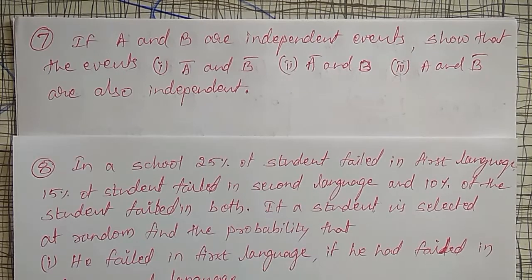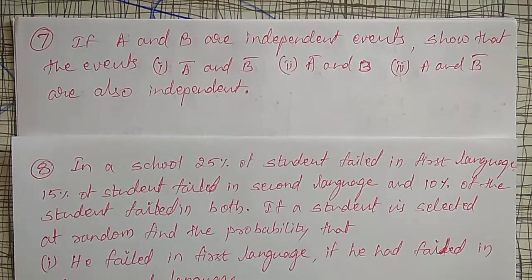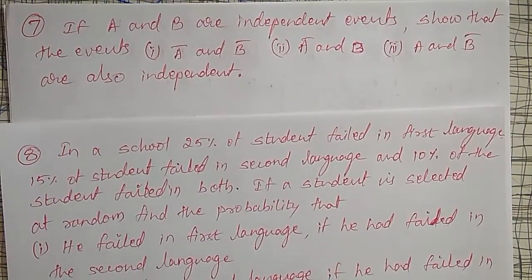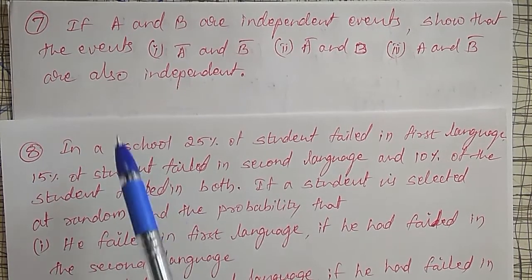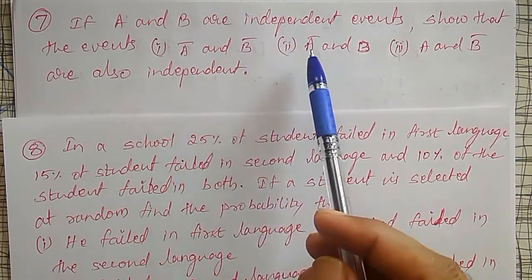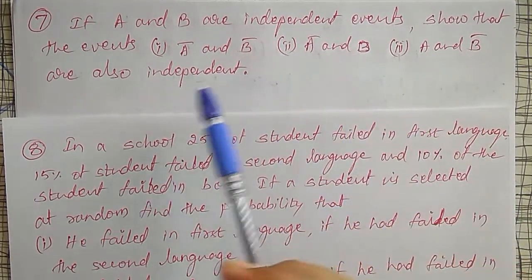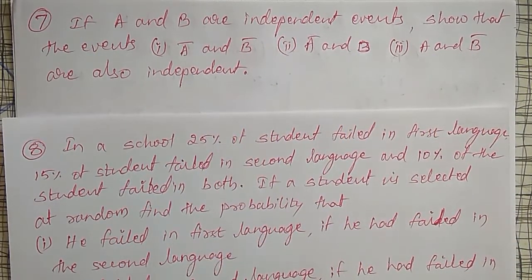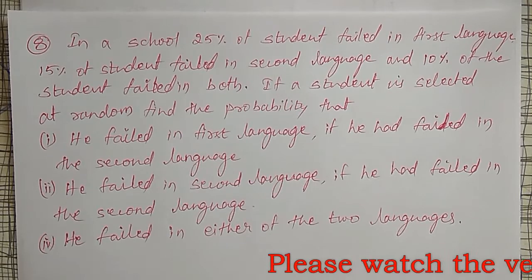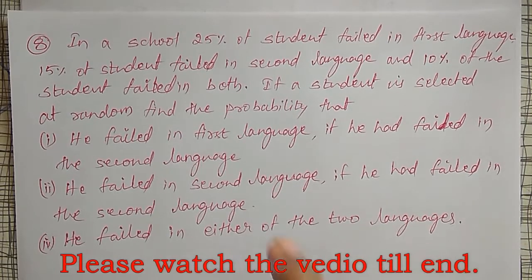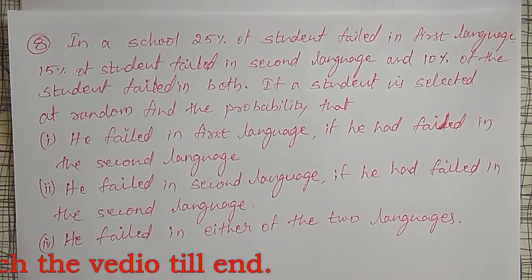In this video, I am going to solve two examples. First example: if A and B are independent events, then the events A bar and B bar, A bar and B, A and B bar are also independent, I have to show. And another example is where statements are given. We have to convert them into conditional probabilities and then solve. So please watch this video till the end, so that the second example, a very important example, I am going to solve at the end.